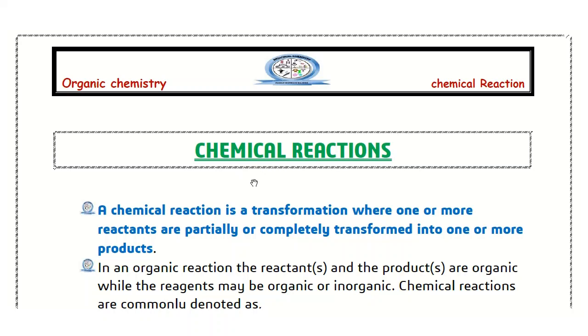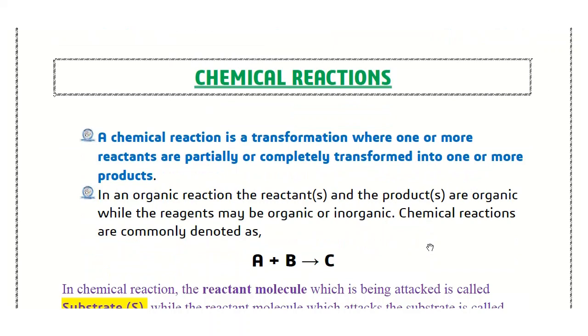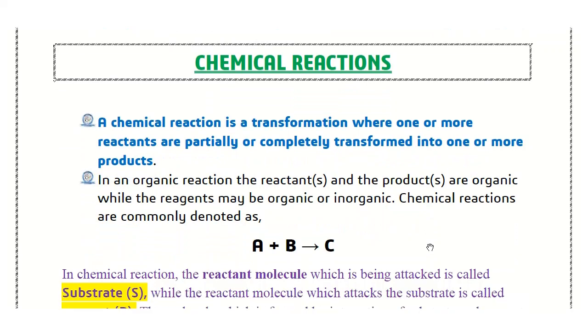A chemical reaction is basically a phenomenon or process in which two reactant molecules react and get converted into the product. The two types of reactant molecules involved in a chemical reaction are the substrate molecule and the reagent molecule. In this chemical transformation, these reactant molecules can be partially or completely transformed into the desired product. So products are basically the result of the chemical reaction.